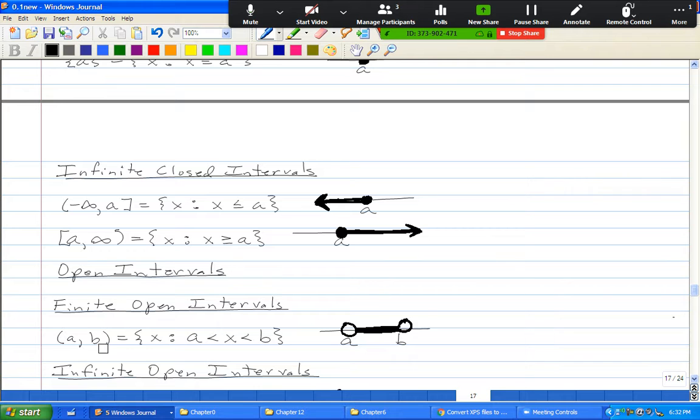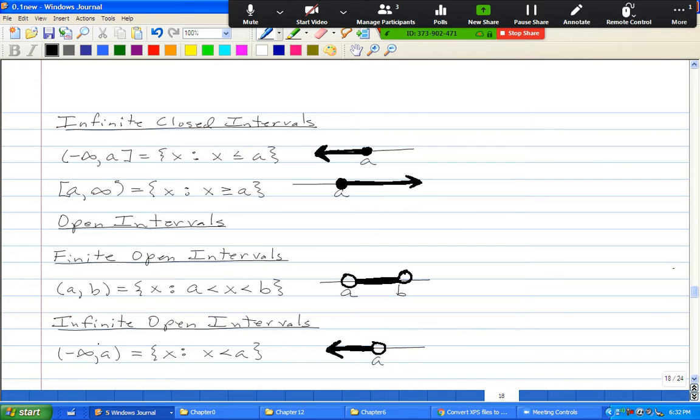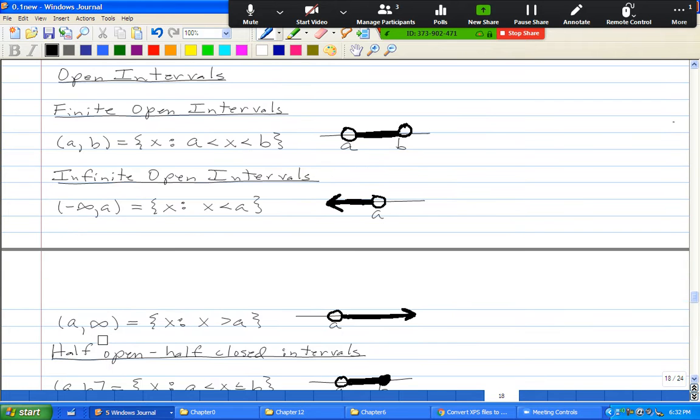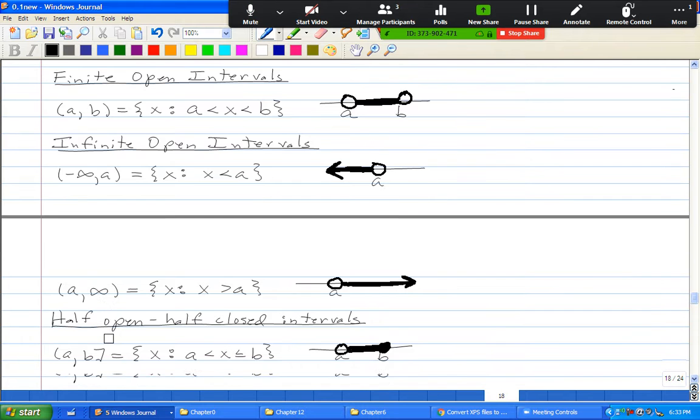The infinite open intervals. The set of all numbers less than A, so the set of all x less than A, is denoted by open parenthesis negative infinity, comma A. The open interval which includes all numbers greater than A, the set of all x greater than A, is just denoted by parentheses A, comma infinity, in parentheses.